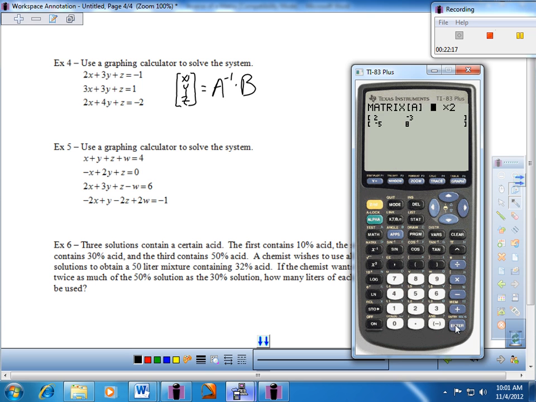And let's edit A. And in this case, it's going to be a 3x3. So again, let's see if you can beat me to it. Again, enter all 9 of those in. Let me make sure I have mine correct.